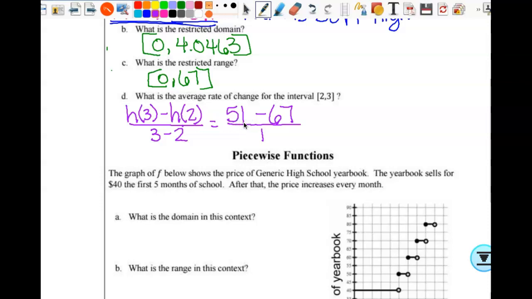This is the calculator question. So you can use the calculator to subtract these numbers so you don't mess anything up. So what is 51 minus 67? Negative 16. Then I need units on this. I had h over t. What are your h units? Feet. And what are your t units? Second. Whatever the units are, you put them.